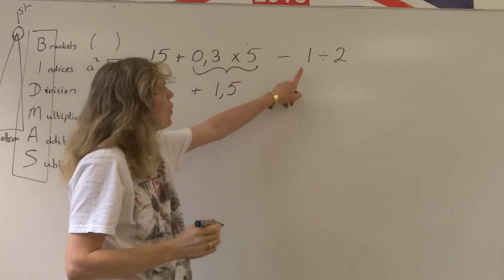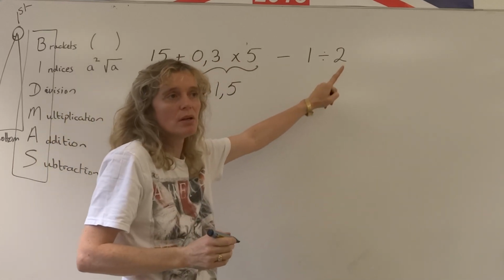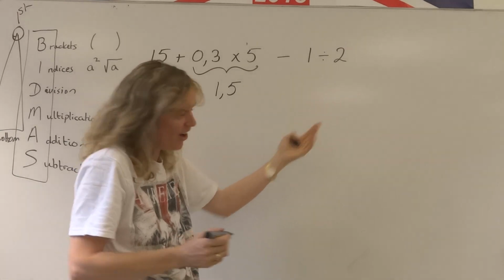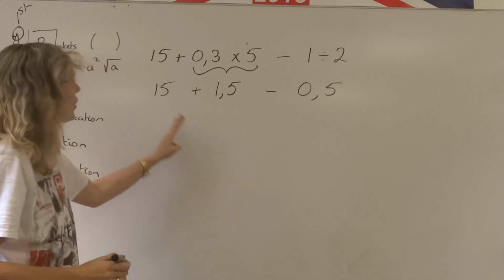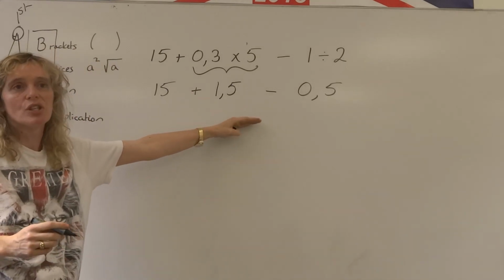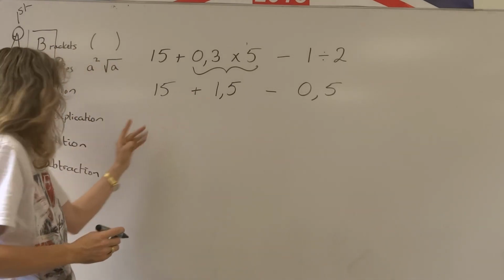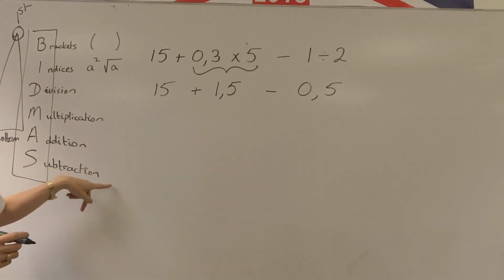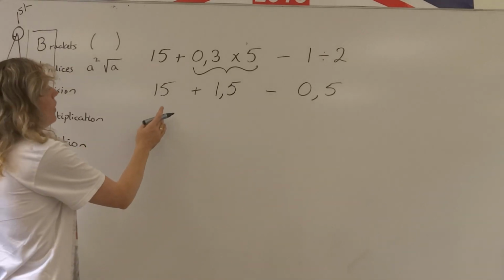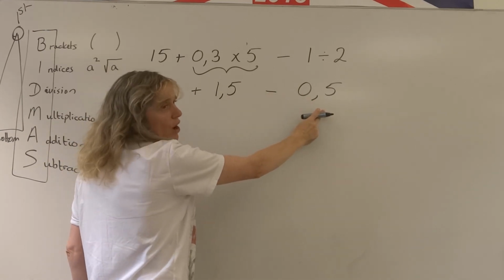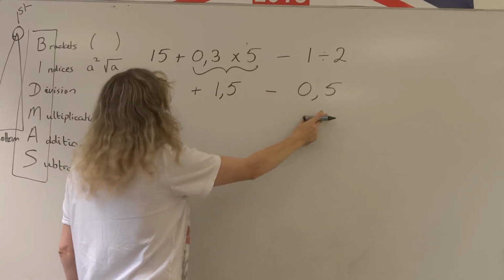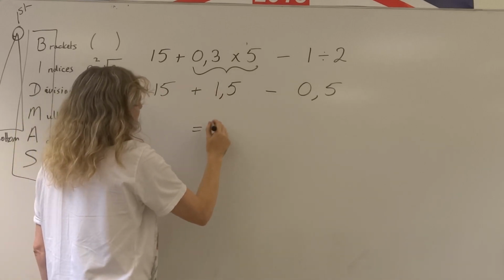Okay? What's 1 divided by 2? 0.5. A half. So have I got any more multiplication or division there? No, I've finished. So now I've only got addition and subtraction, and I can do those. So let's do the subtraction first because it's easiest. 1.5 minus a half is 1. 15 plus 1, 16.